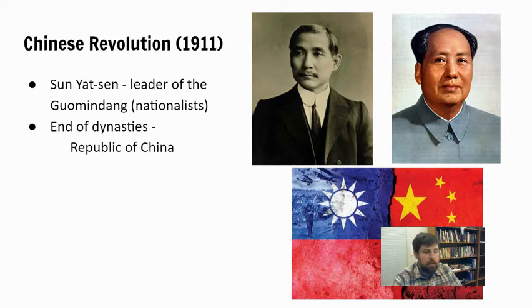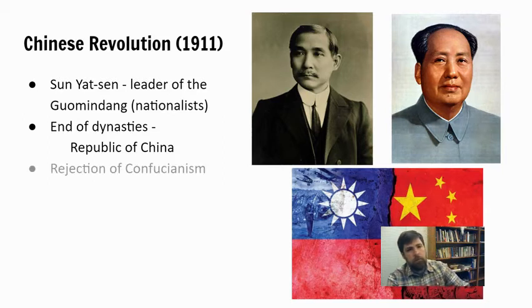And this is the end of the dynastic system in China. So going back thousands of years, China has been ruled by a dynasty, an emperor and their family. And now that cycle is over, and China is now a republic, the Republic of China, starting in 1911.